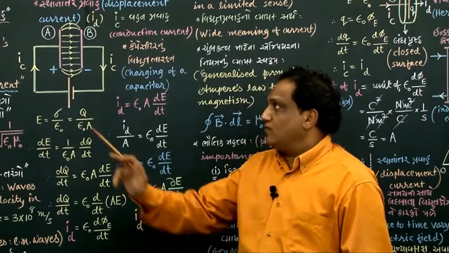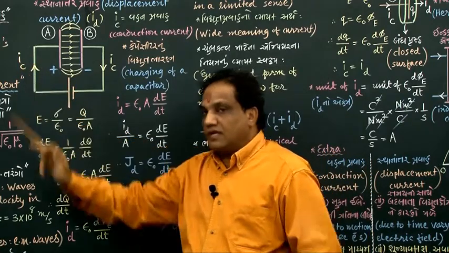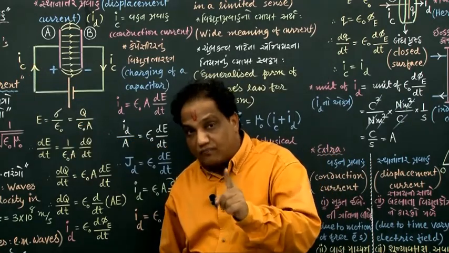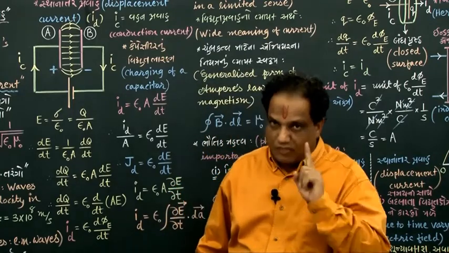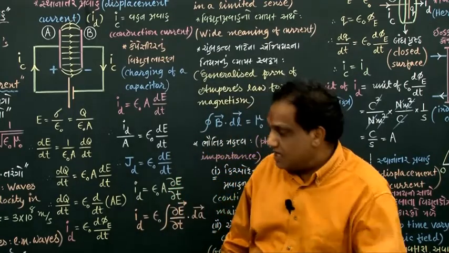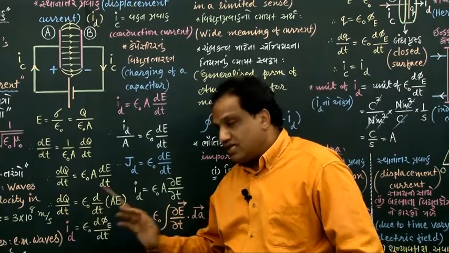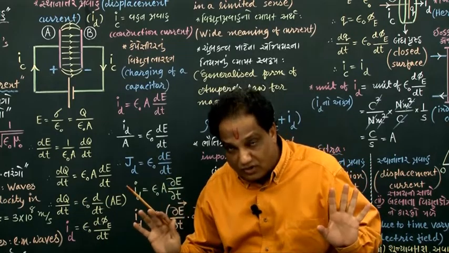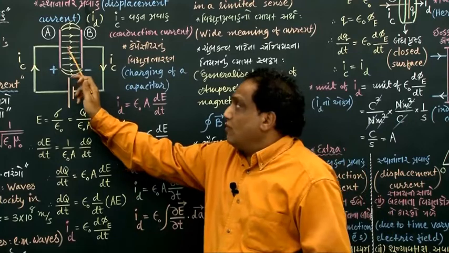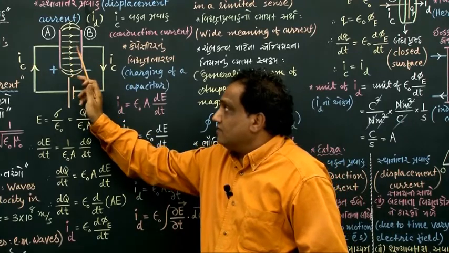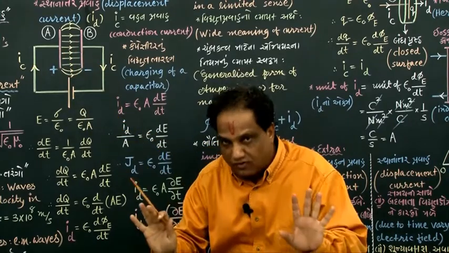See, up till now you were talking about conduction current, that is because of drift motion of free electrons. Now, such a current is not due to drift motion of free electrons, because there is no movement of electrons between these two plates. Between these two plates there is no movement of electrons, correct?